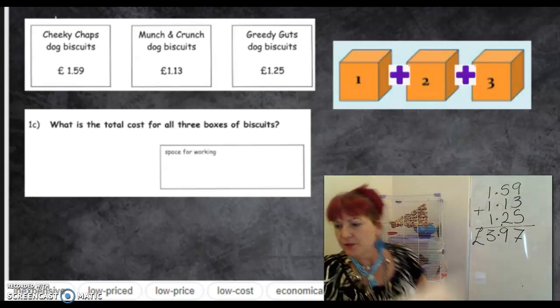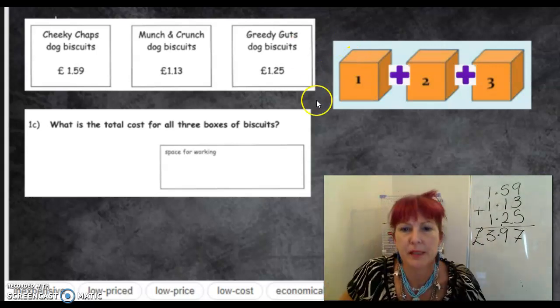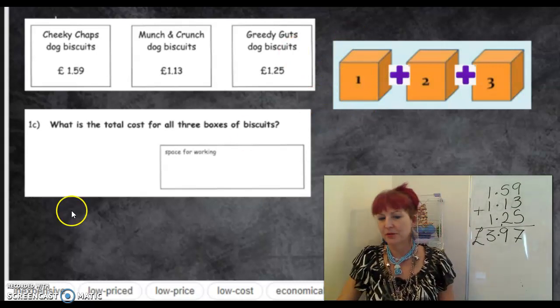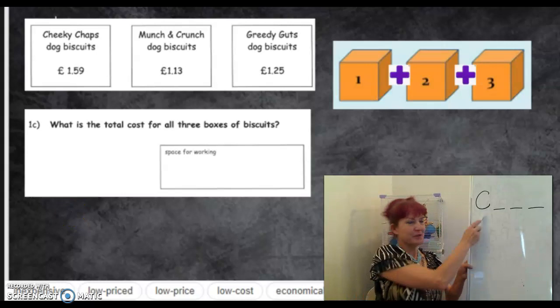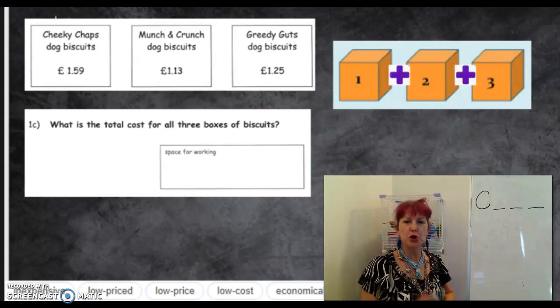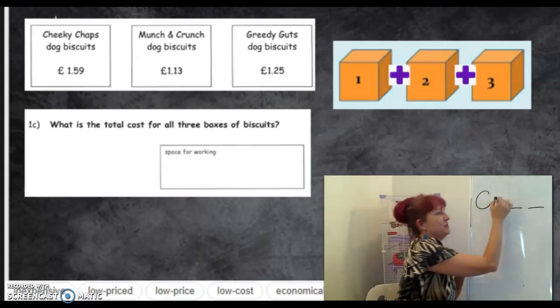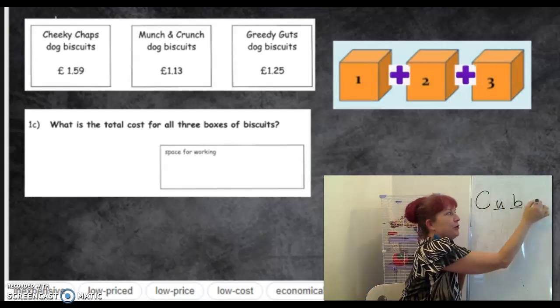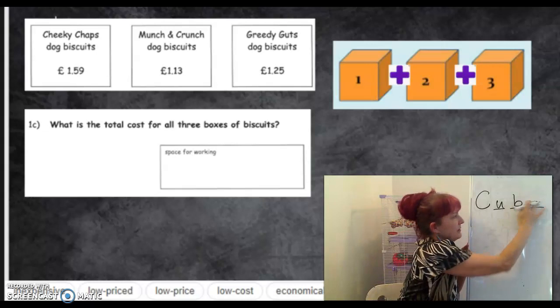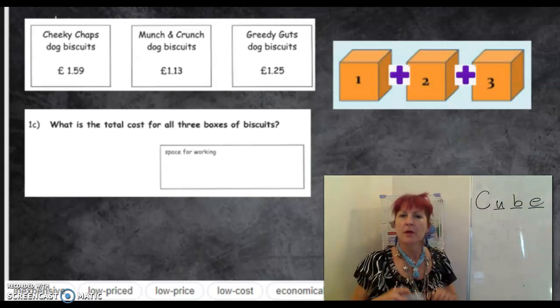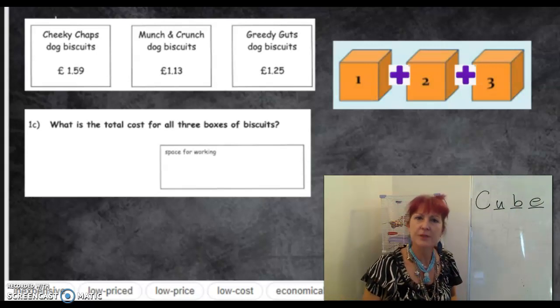Now, a little bonus question up here. What are these things called? I hope you got it. I've put a clue on the board. C. Cube. Always makes me think of ice cubes. Oops, not very good E there. I'm going to rub that out. Put a nice E there. Cube. I like cubes because they're very easy to draw.